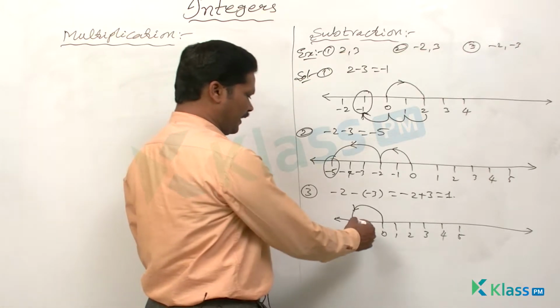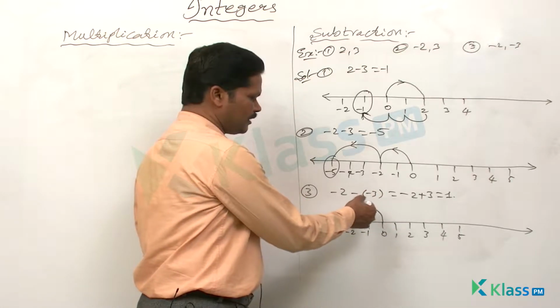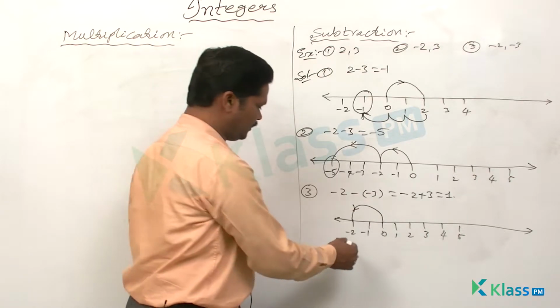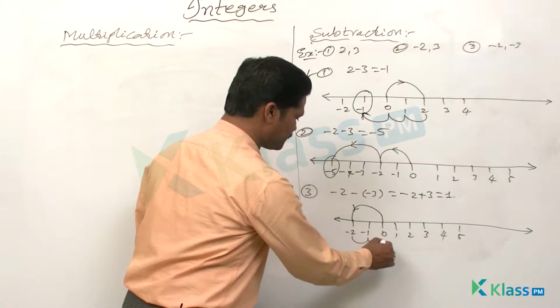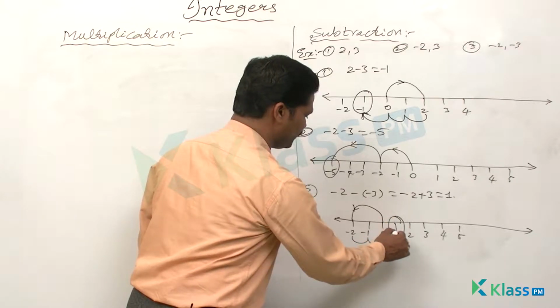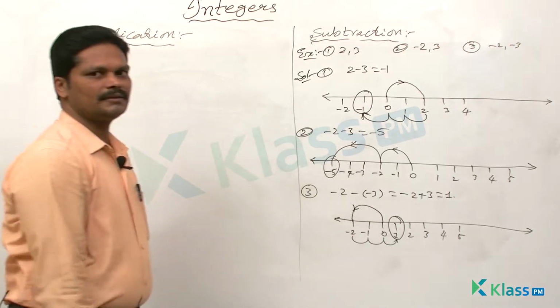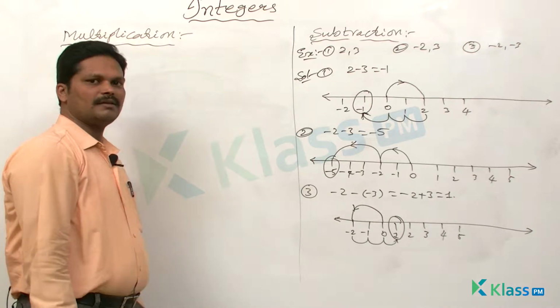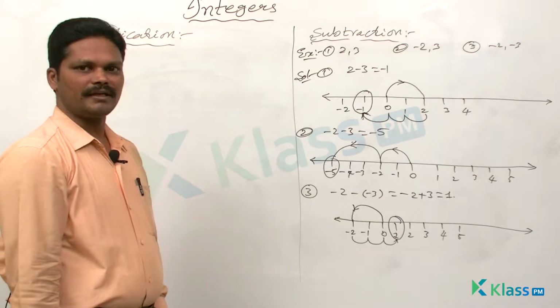And we are adding minus 3, which means we are doing subtraction of a negative number. So here one step, second step and the third step. Then we are having the value here. 1 is the answer. In this manner we are doing the subtraction, and we will get the right answer.